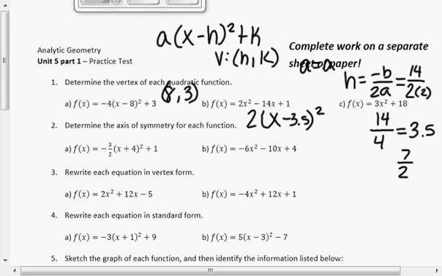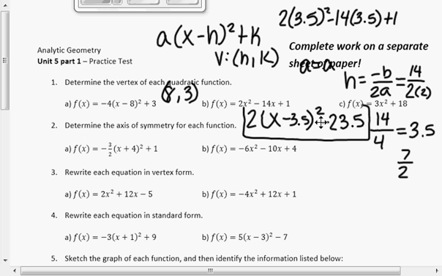And then to get k, we take our h value and put it back into our function where x is. So we get 2(3.5)^2 - 14(3.5) + 1. When we put this in the calculator, we get negative 23.5. So this is the vertex form of our function, and our vertex is (h, k), so it's going to be a positive 3.5, comma, negative 23.5 for our vertex. So for a it's (8, 3), and for b it's (3.5, -23.5).